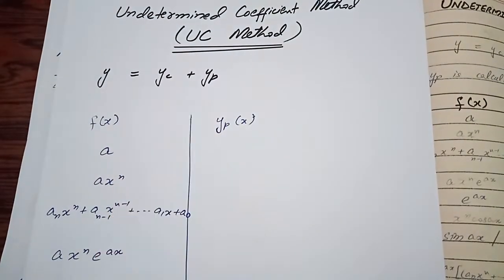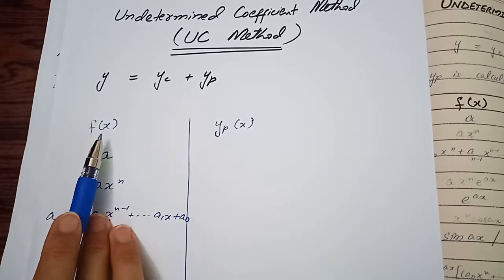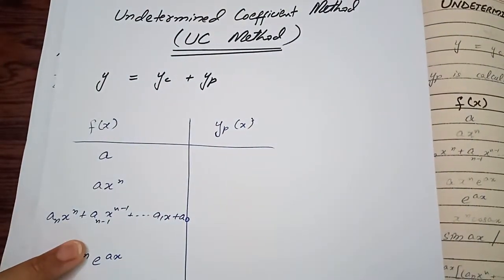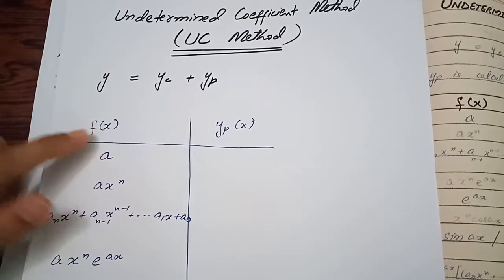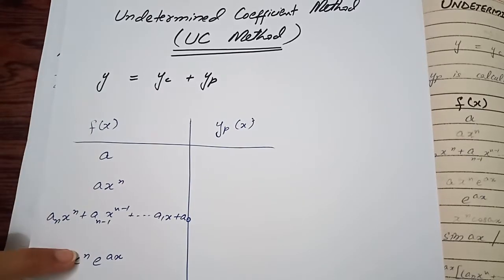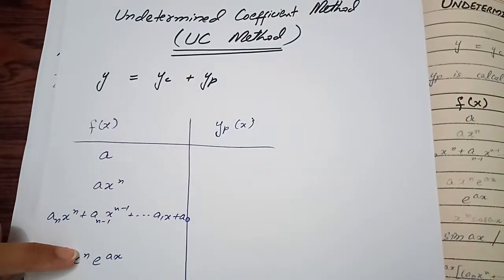To find the particular solution, you need to focus on the non-homogeneous part, that is f of x of your given differential equation. In your given differential equation, whatever your f of x is, you have to observe what kind of function non-homogeneous part you have, and then according to that f of x, you have to find your particular solution. Now, what is this f of x?